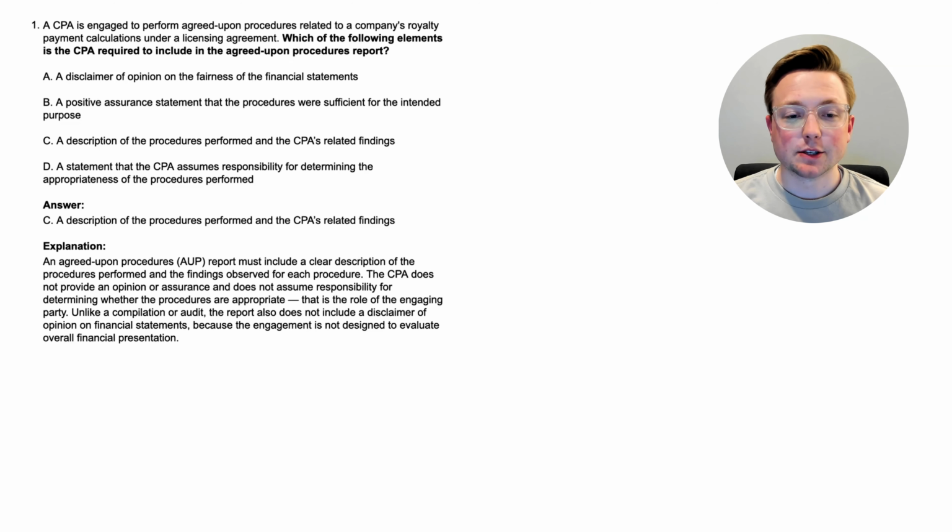All right, here we are. The answer is C, a description of the procedures performed and the CPA's related findings. So that's one of the things that is required for agreed upon procedures reports. Let's go through the explanation to go over a lot of the things that are required.